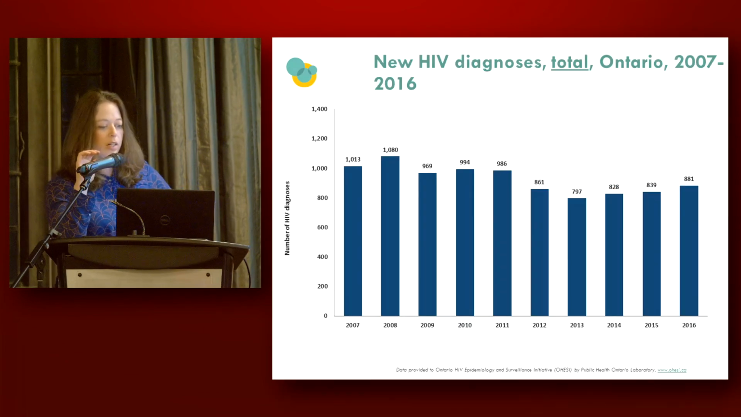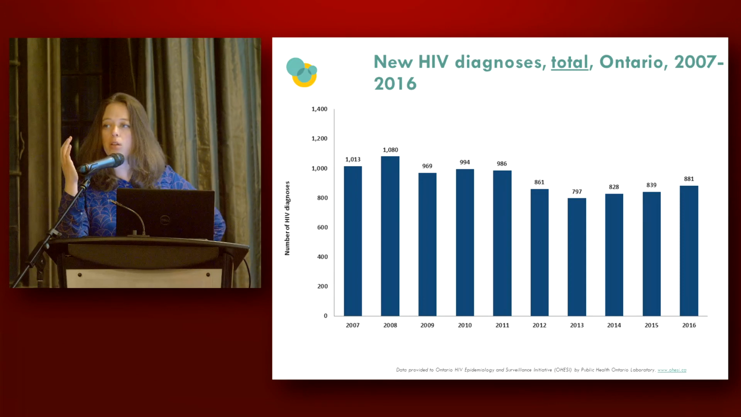So here's a snapshot of what new diagnoses look like in Ontario. This is subject to all the biases that I just described, so you have to keep that in mind. But what you can see here is that from about 2008 to 2012, we were seeing a decrease in our numbers that somewhat stabilized and maybe has even increased since 2013. So at a minimum, we can say that we aren't seeing improvements in our new diagnoses. How this relates to new infections, I think, is more complex and needs to be analyzed in more detail.